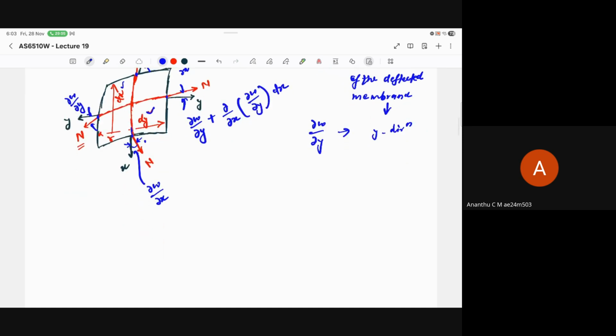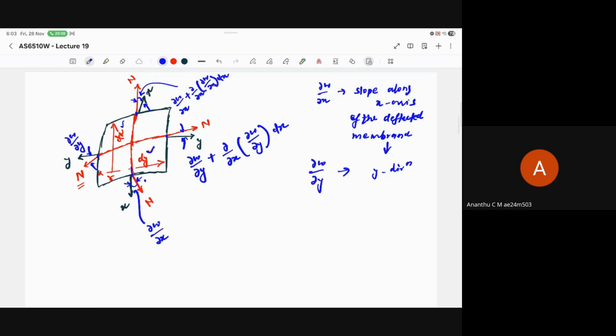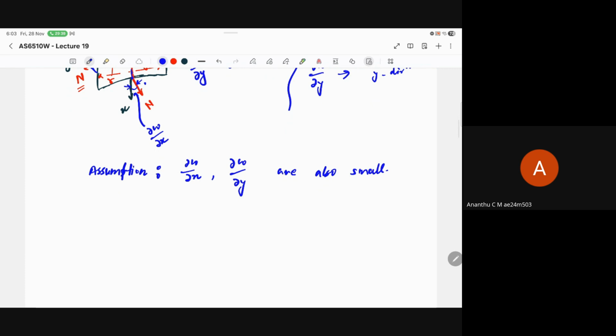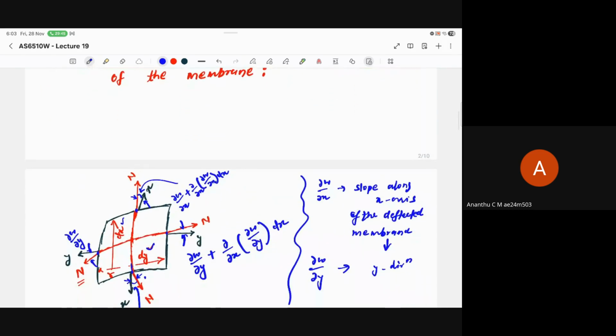Okay. And you have this constant tension force, which is not changing. This is the same at all the sides of this small component. And then the other assumption here is that ∂w/∂x, the slope in the x direction, and the slope in the y direction are also small. These assumptions will be helping us when we derive this governing equation.